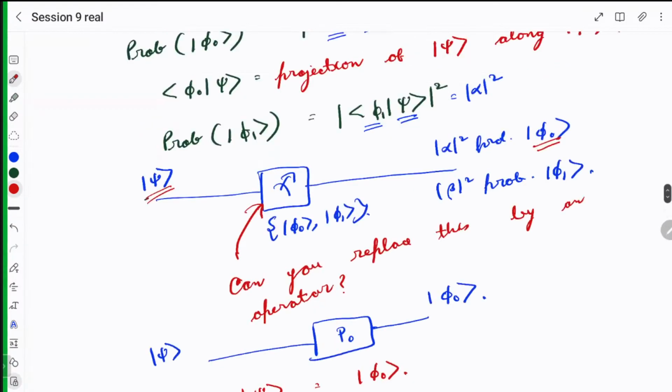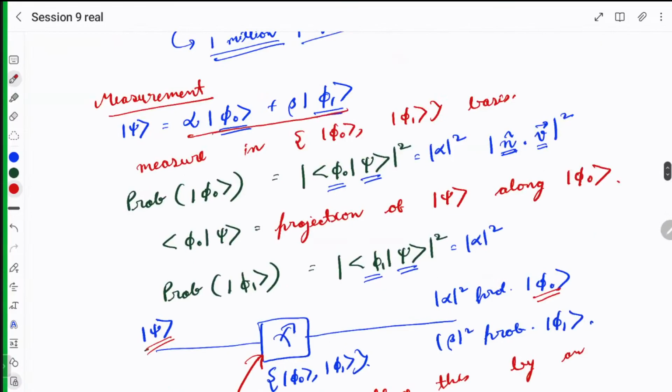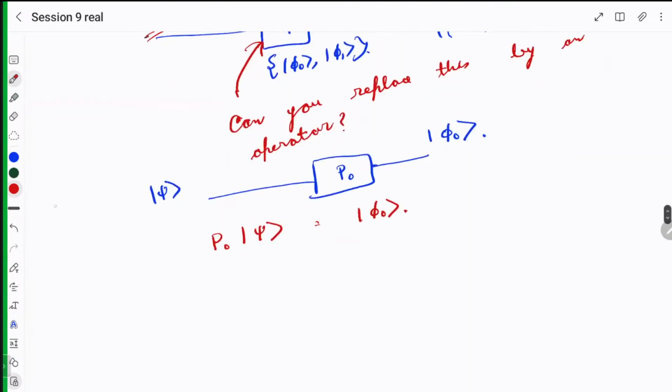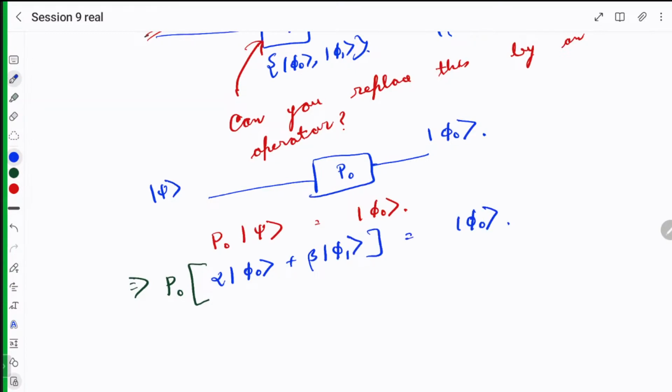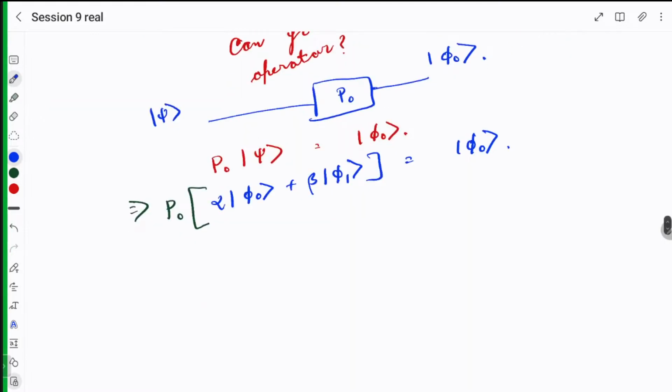And psi we have already defined here as alpha phi naught plus beta phi 1. So let's substitute that value of psi here. So here you have alpha ket phi naught plus beta ket phi 1. So can you guess what this P naught operator can be, if I want to get phi naught from here?